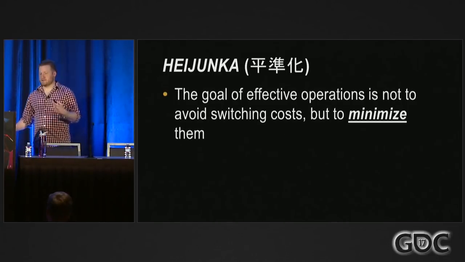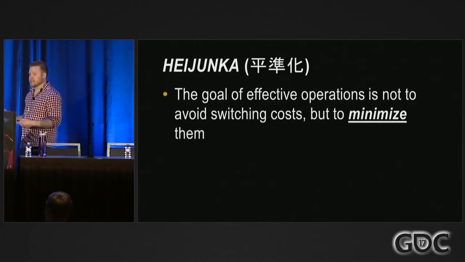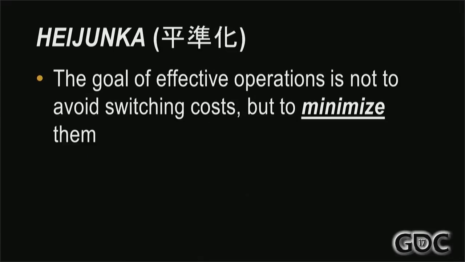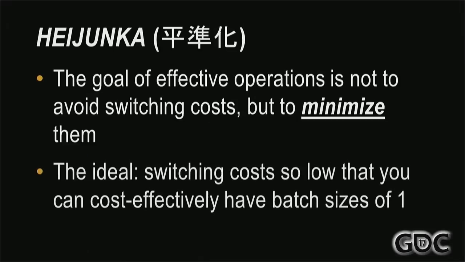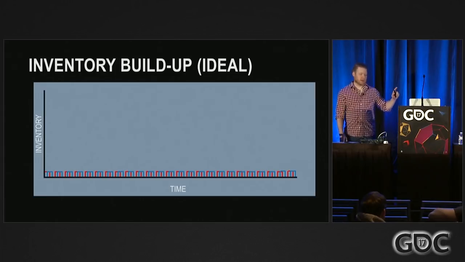Now, the goal of operations science is not to avoid switching costs, it's to minimize them. Ideally, you want to have switching costs so low that you can cost effectively have batch sizes of 1, which is what Toyota got to. They have batch sizes of 1 car. So an ideal inventory buildup diagram would look like this. Absolute minimum level of inventory goes in and it gets out right away.